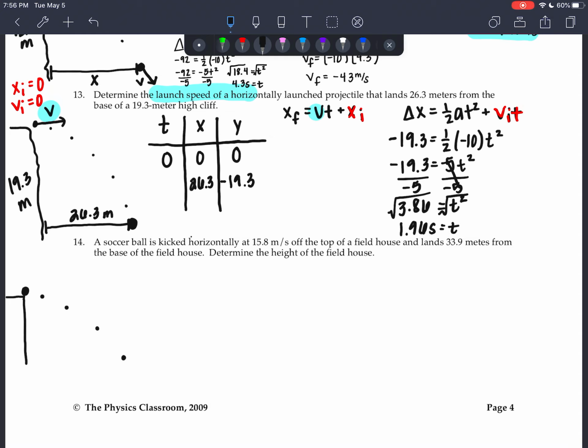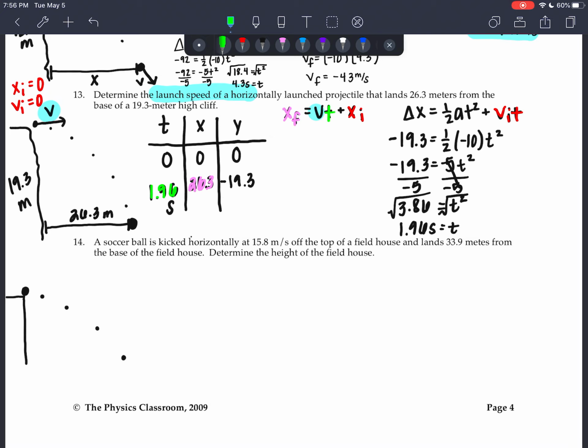So I'm going to plug this into my table right here. Now I have a nice complete table. 1.96 seconds is when the ball is going to hit the ground. Now, why is this useful? Let me tell you why. This is useful because now I know my horizontal position, which is X_f, and I know my time, which is t.